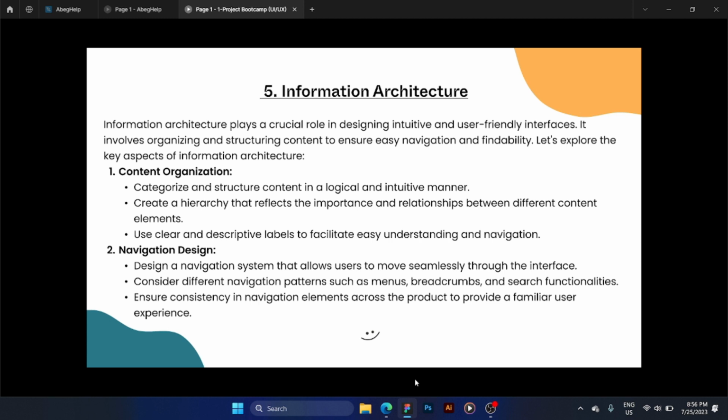So you must categorize them well and structure it perfectly well. Another thing is to create a hierarchy that reflects the importance and relationships between different content elements. Hierarchy talks about levels, ranks. Do you get it now? Based on the things that you have, it must be very clear so that users do not find it difficult to navigate.